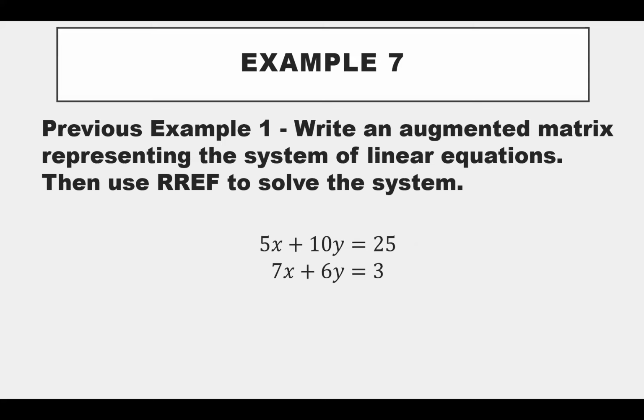Previously, we started with a system of linear equations. We dealt with an example 1 earlier where we had 5x plus 10y equals 25 and 7x plus 6y equals 3. Let's go ahead and write an augmented matrix representing that system of linear equations and then use row reduced echelon form to solve that system.